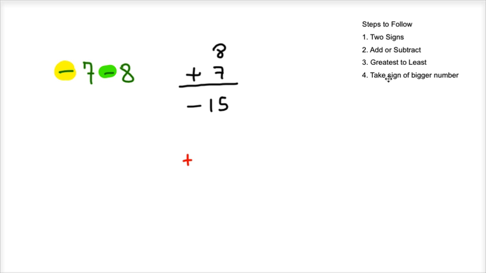Well, my last step says take the sign of the bigger number. Okay, well, who's bigger? Is the 7 bigger or is the 8 bigger? Well, in this case, the 8 is bigger, so we're going to take the negative from the 8. Now, in this particular example, since they're both negative, it doesn't matter which one is bigger. We're going to take the negative sign either way. That's the only sign I can take. So my answer is negative 15.